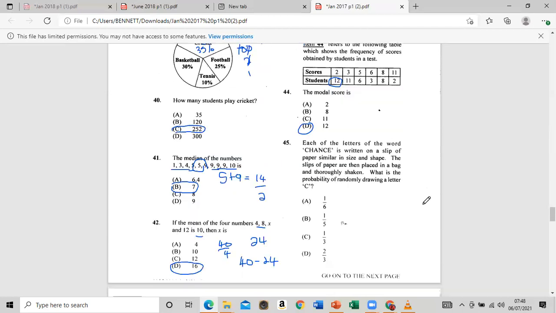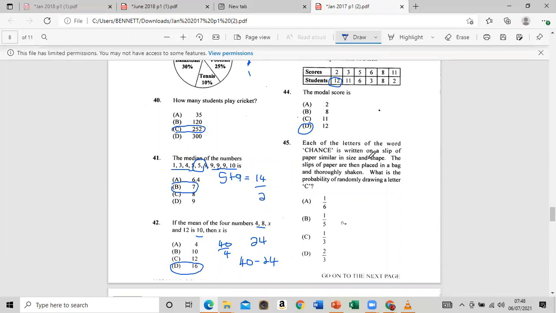Alright, 45 now. Each of the letters of the word chance is written on a slip of paper of similar size and shape, placed in a bag and thoroughly shaken. What's the probability of choosing a random C? So how many C's are in it? 2, right? So it's 2 out of the total letters. 1, 2, 3, 4, 5, 6. So it's 2 out of 6. So we break it down to 1/3. There we go.